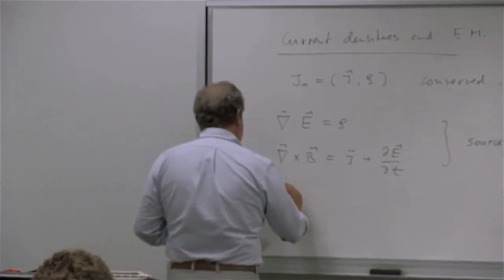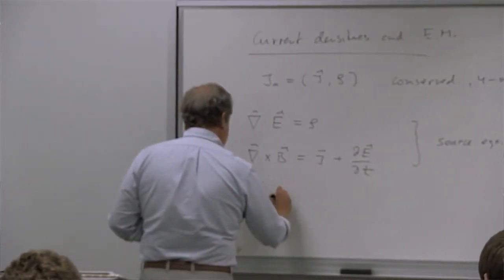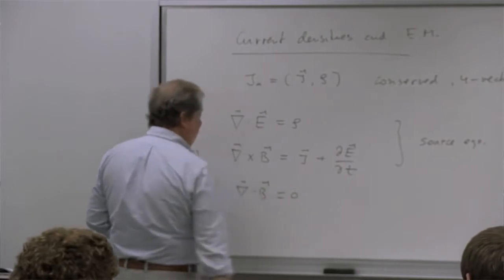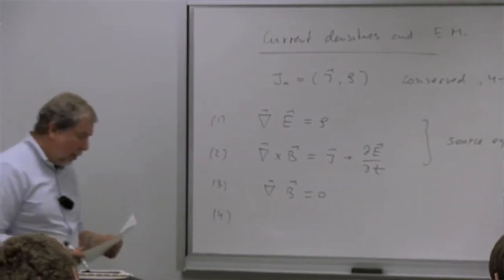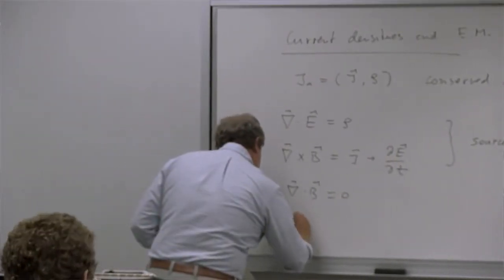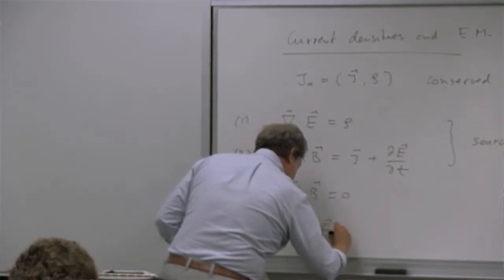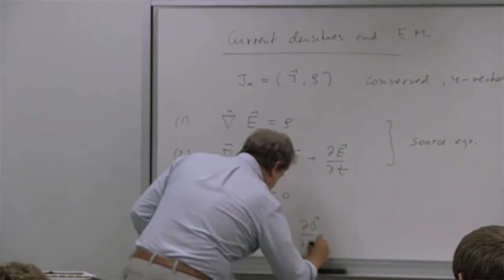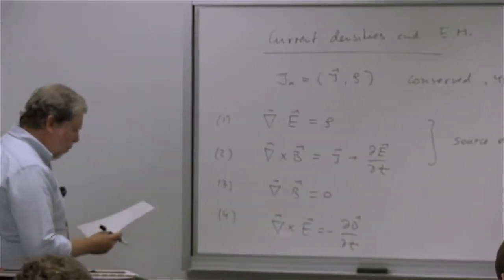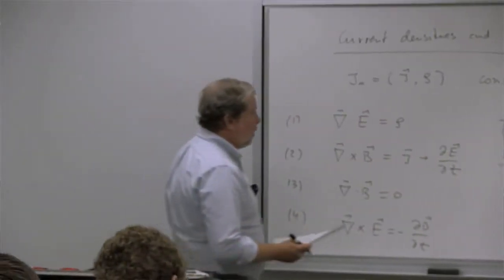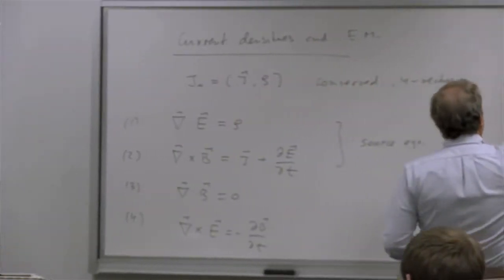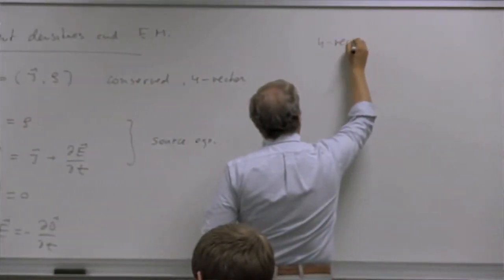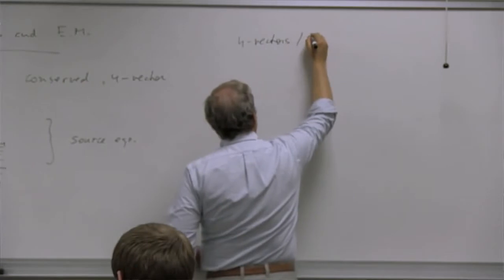And so that is the fact that the divergence of B is equal to 0, the absence of magnetic monopoles, and that the curl of E is equal to minus dB by dt, which is Faraday's law. So we want to now rewrite this in terms of 4-vectors and possibly tensors.